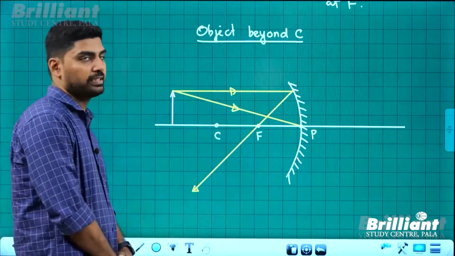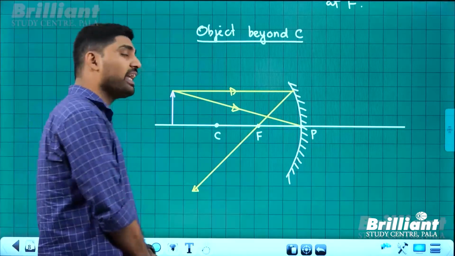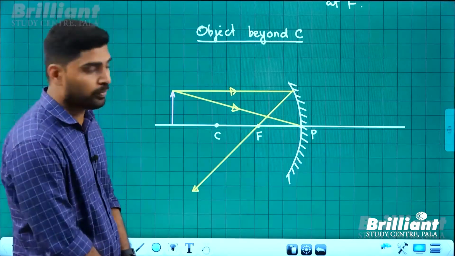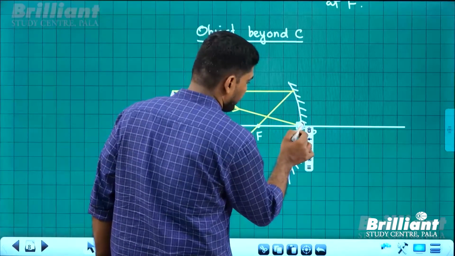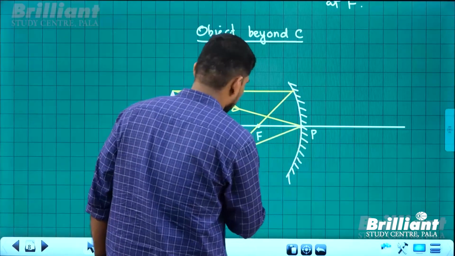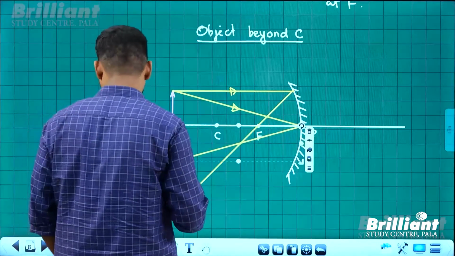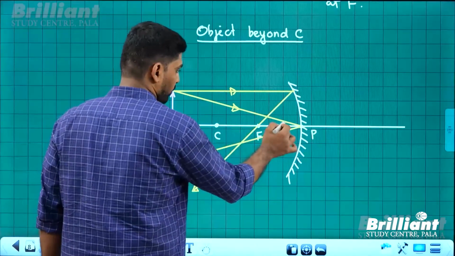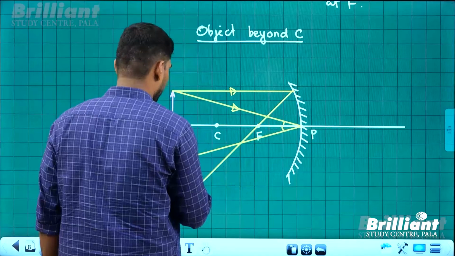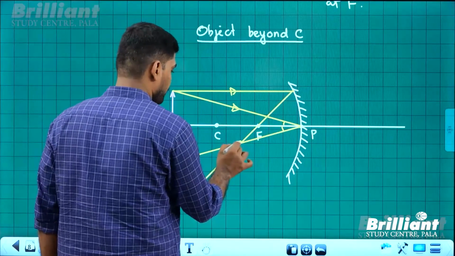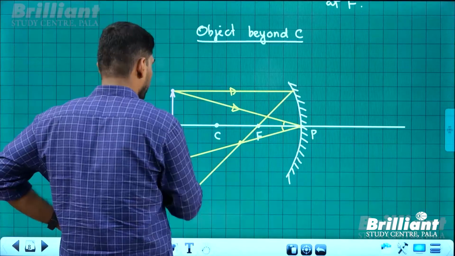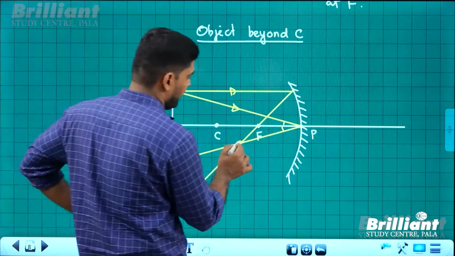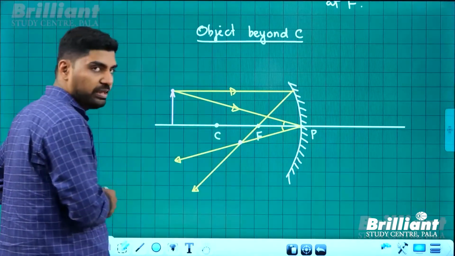Okay, one that is incident on the pole. What will happen to the light rays that are incident on the pole? They will be reflected, yes, symmetrically. Because this is the normal, this is the angle of incidence, this is the angle of reflection, so they will meet over here. The light rays starting from this point, the tip of the object, meet at this point. So this will be the tip of the image.